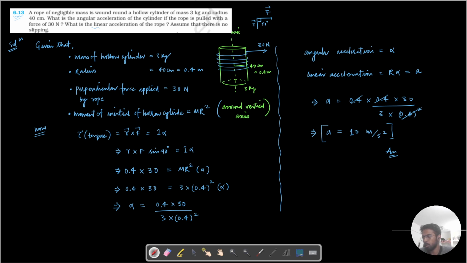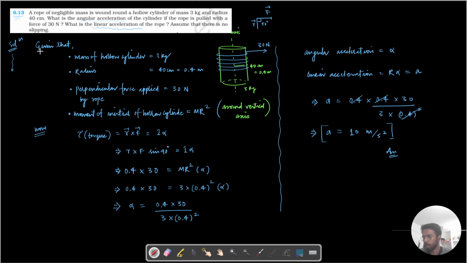The linear acceleration we have to get, and assume that there is no slipping. Okay, there is no slipping, and we have to find the linear acceleration and the angular acceleration. So we have to find the linear acceleration of the rope and the angular acceleration of the cylinder. If the question comes into the exam, then how you have to tackle this and how you have to write this, this is the given format that you can follow.